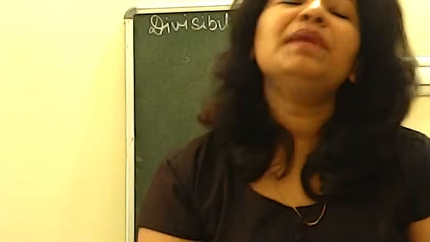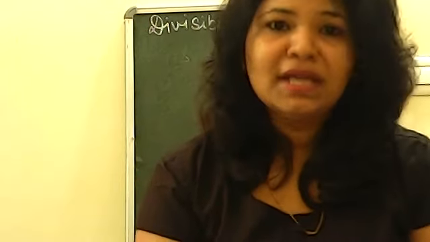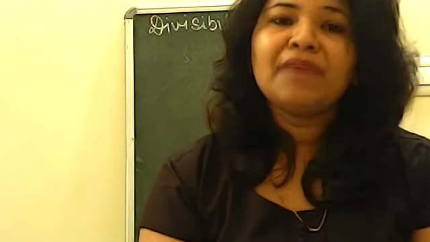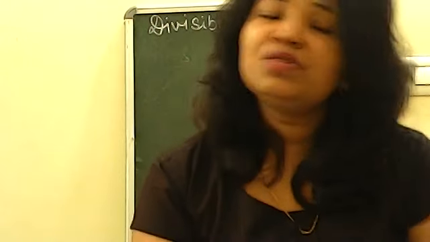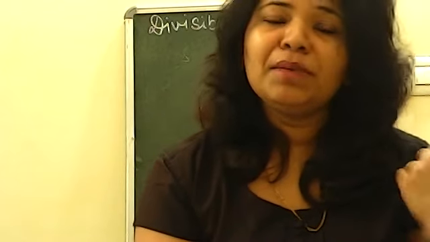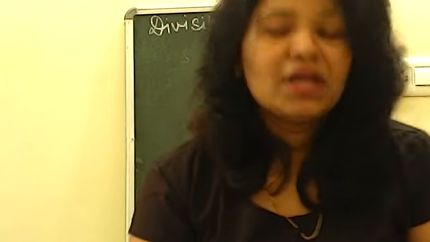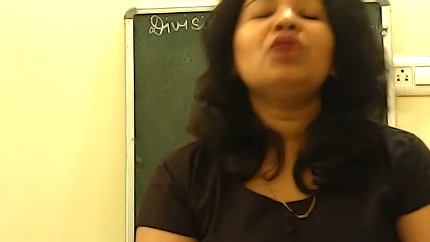Then we did the divisibility rule of 5. If you must be knowing, the divisibility rule of 5 was very easy. If the unit place of a number is either 0 or 5, it means that particular number will be divisible by 5 completely. You just need to check that the unit place of that particular number is either 0 or 5.